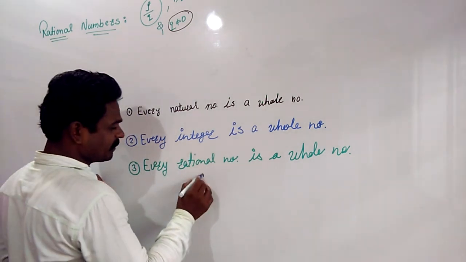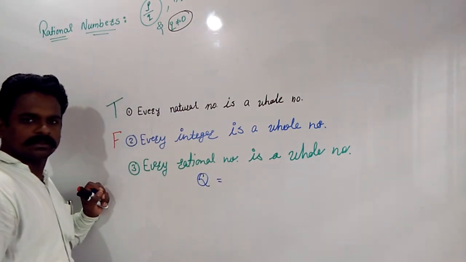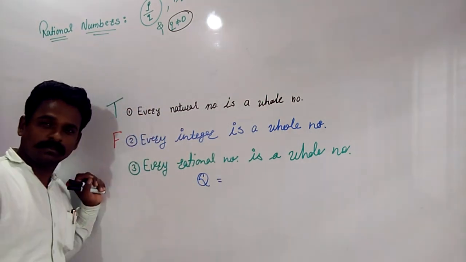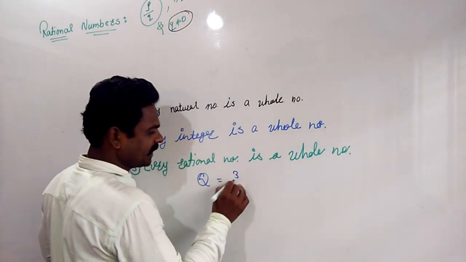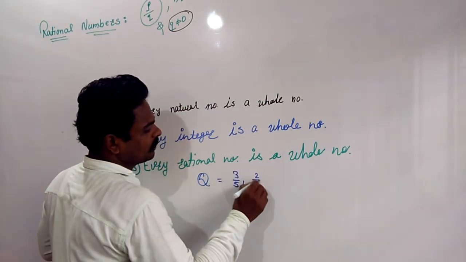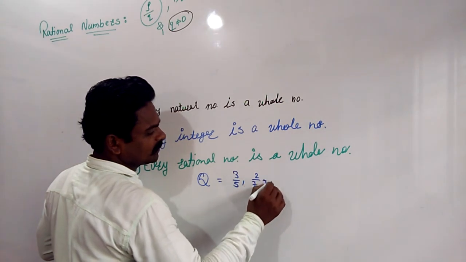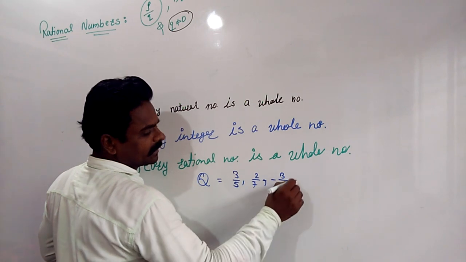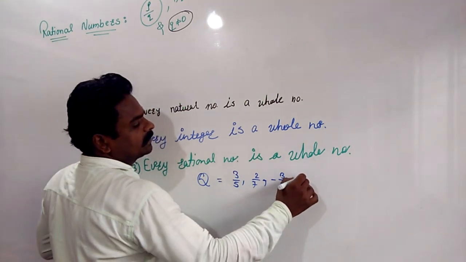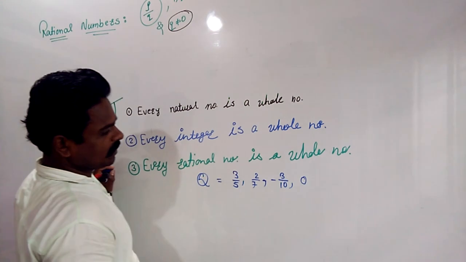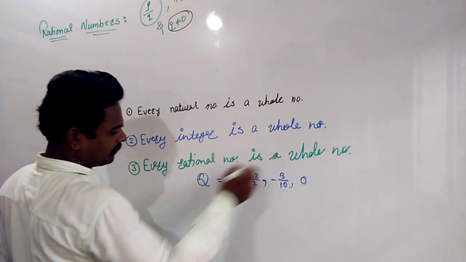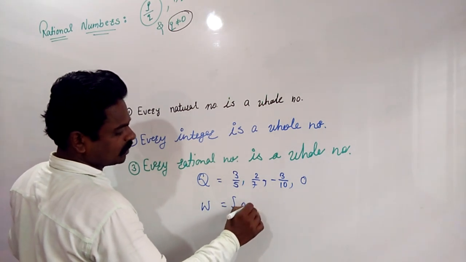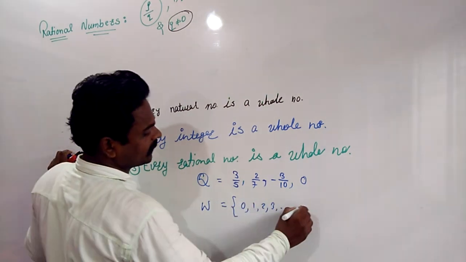A rational number is denoted by Q, and Q is for quotient. So we can write rational numbers in this way: 3 by 5, 2 by 7, then -3 by 10, then 0 also. Okay, fine. And whole numbers we can write in this way only: 0, 1, 2, 3 and so on.